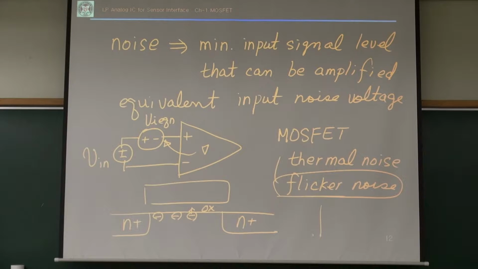So in the frequency domain, the noise power spectral density is proportional to 1 over f. There are many traps with a small time constant, and a small number of traps with a large time constant.